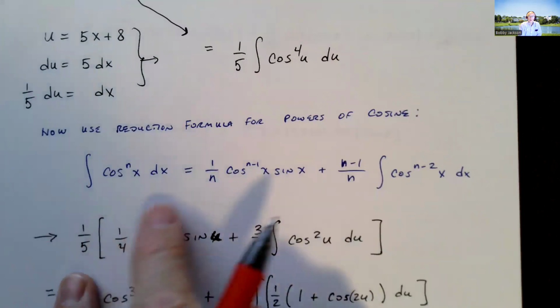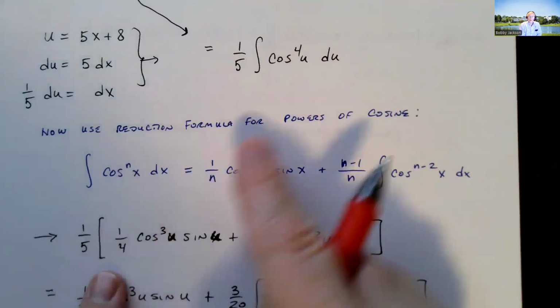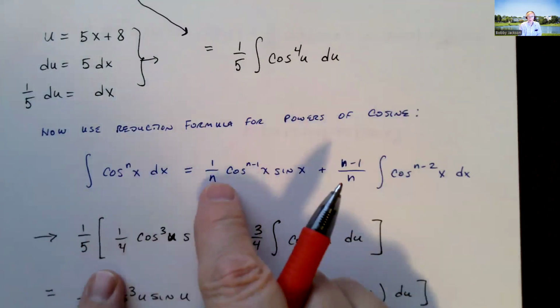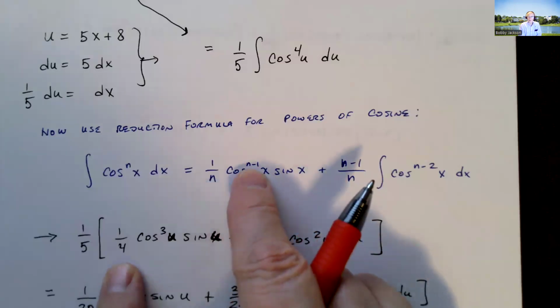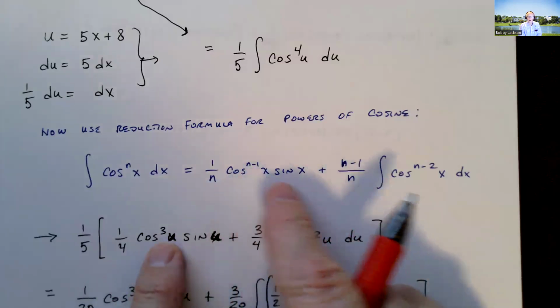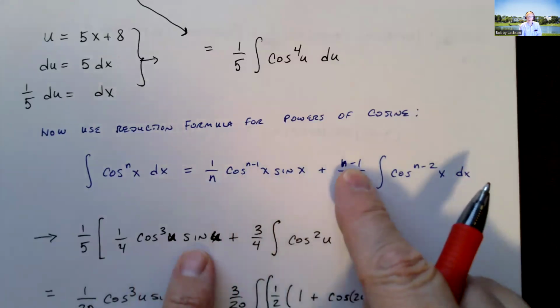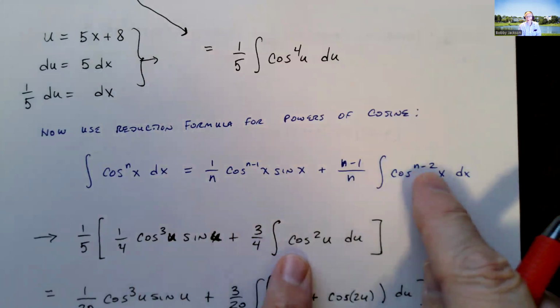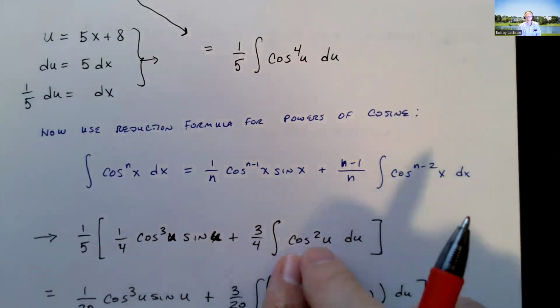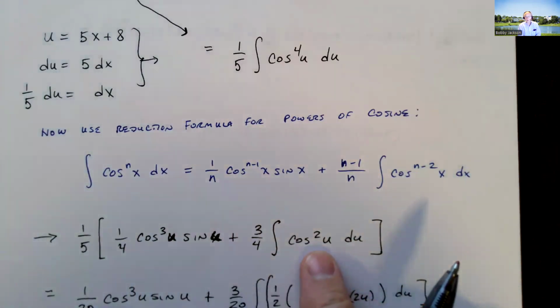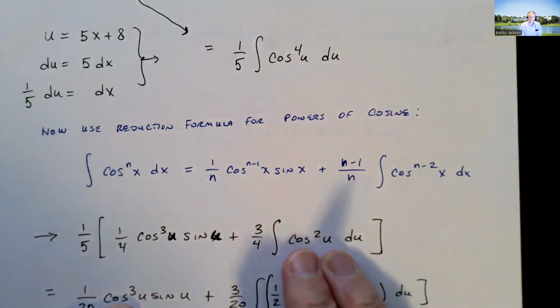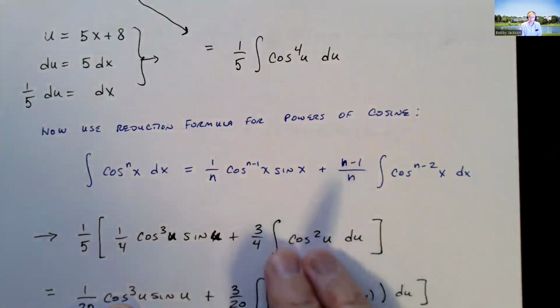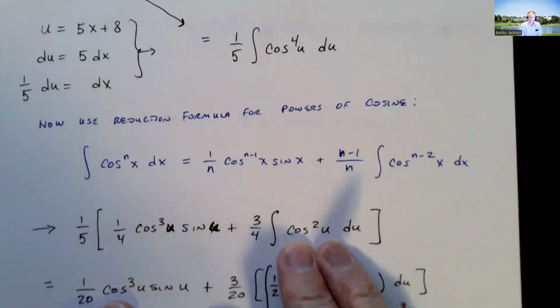Don't forget we've got the 1/5 out here. With n equal to 4, we get 1/4 cosine to the 4 minus 1, which is the third power, times sine of u, plus 4 minus 1 is 3 over 4, and notice it's 4 minus 2, which is cosine squared. Now, we still have to evaluate this integral, and there's two ways to do this.